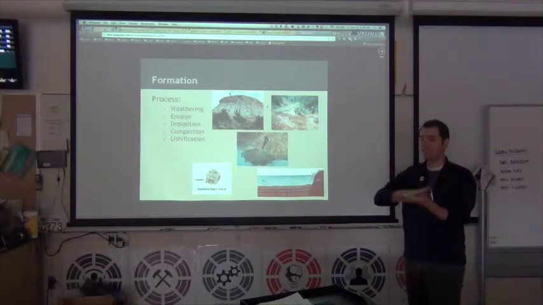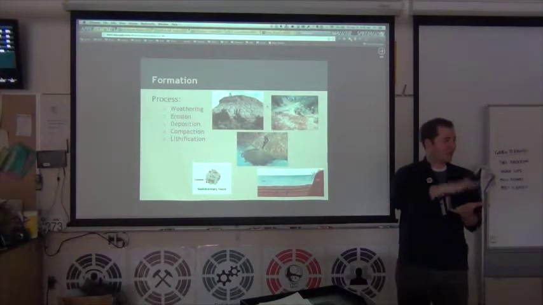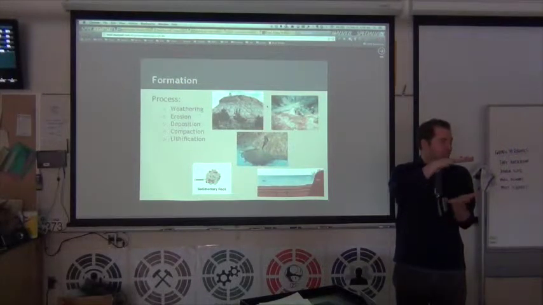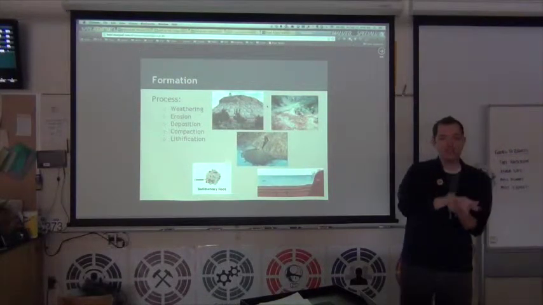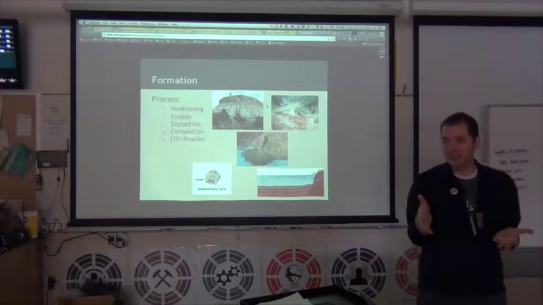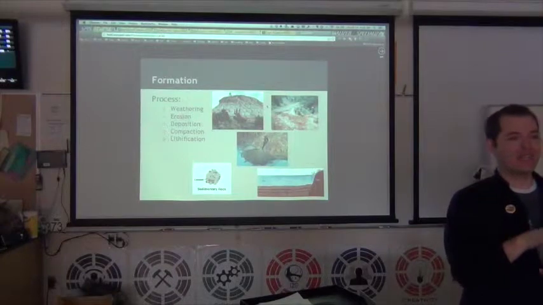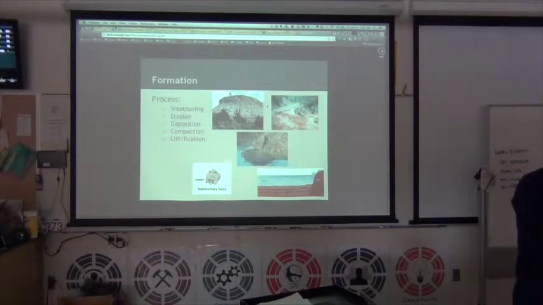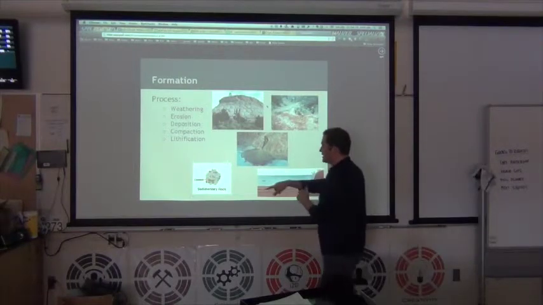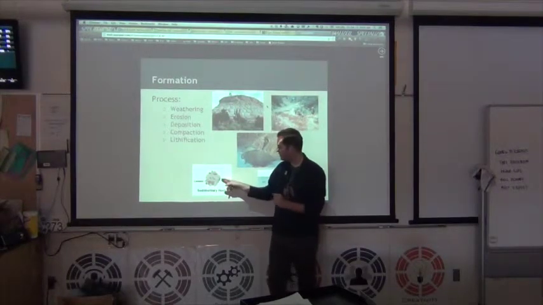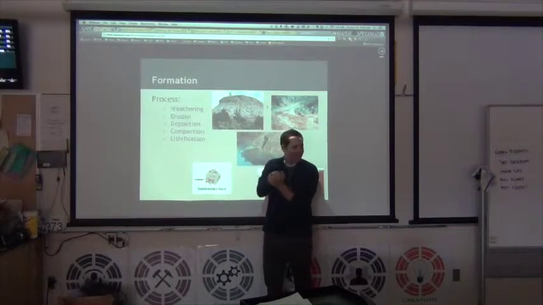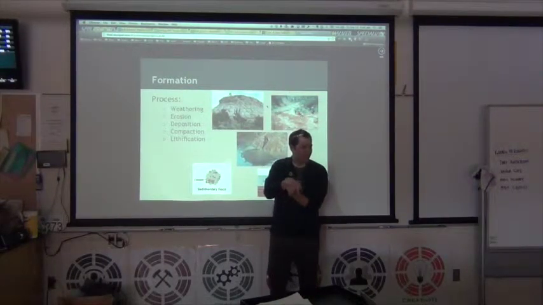Next thing is we continue to put layers on it. More rocks get deposited on top of it, and it starts compacting it and squishing it together. Then our last step is lithification. It's a tough word, lithification. What that means is we're now cementing those rocks together. In this picture on your screens, we've got all these little pieces of rocks, and then they get cemented together. That's our lithification process.